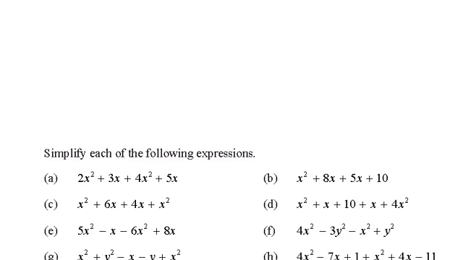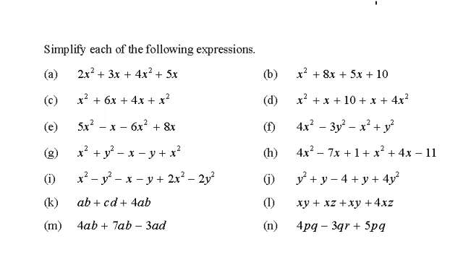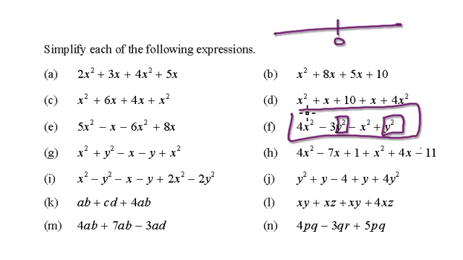So far, we've been trying to teach your kids simplification. With the knowledge of negative numbers, we should be able to simplify something like this. When you look at this, you've got negative 3y squared. So this is y squared, this is y squared.